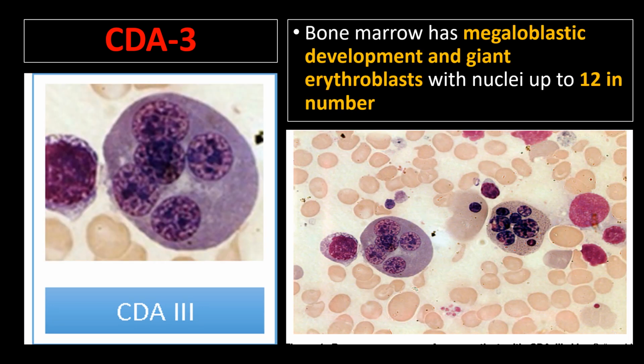The last type of your CDA is your CDA type 3, in which the bone marrow has a megaloblastic development of giant erythroblasts with nuclei up to 12 in number. As depicted in the picture, the nucleus of the erythroblast can reach up to 12 in number. So in this case, there is 1, 2, 3, 4, 5, 6, 7 nuclei in one erythroblast. So this is the characteristic histopathologic appearance of your CDA type 3.